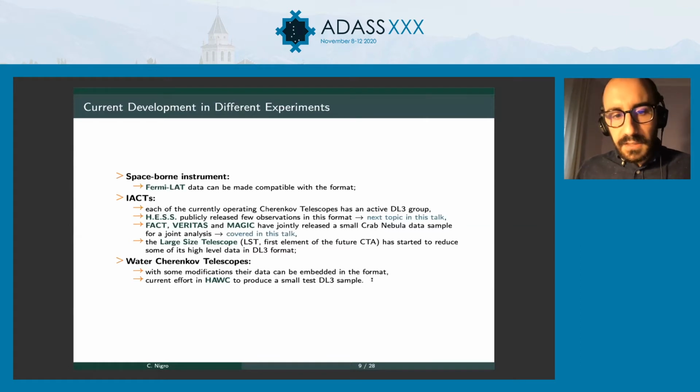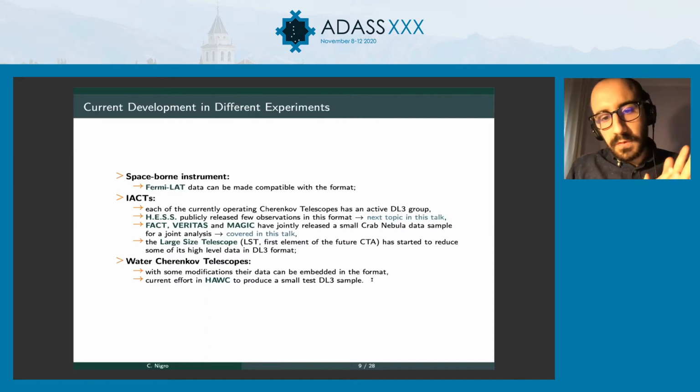And then the Large Size Telescope, which is the first element of the future Cherenkov Telescope Array, has already started to test reducing some of its high level data in DL3 format. Also, water Cherenkov telescopes, with few modifications in their data, can embed their data in this format. And I'm aware that there is a current effort in HAWC to produce a small test DL3 sample.